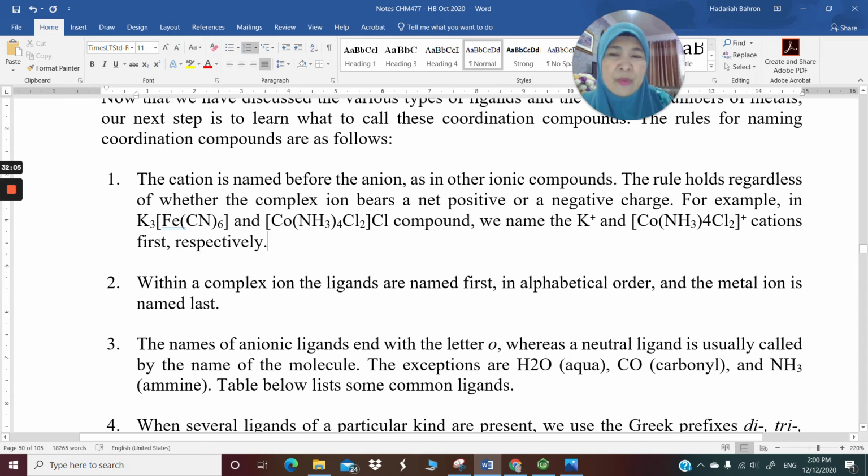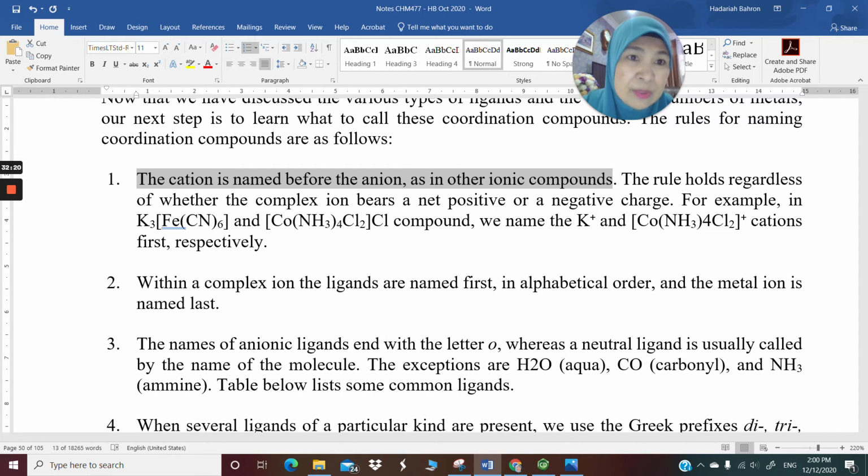Now, the cation is named before the anion, as in other ionic compounds. If you can recall sodium chloride, NaCl, we call it sodium chloride. We don't call it chloride sodium. We always name cations before anions. So that is the first rule. So if your cation is a complex ion, you name that complex ion first, and then you name the counter ion, which is the anion.